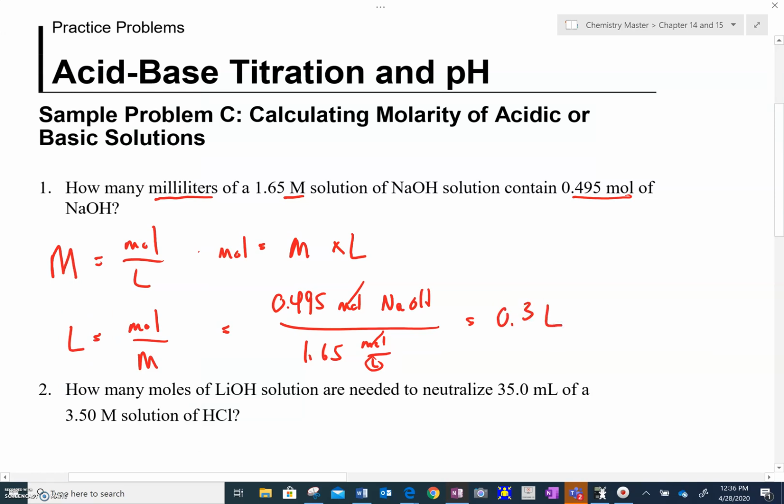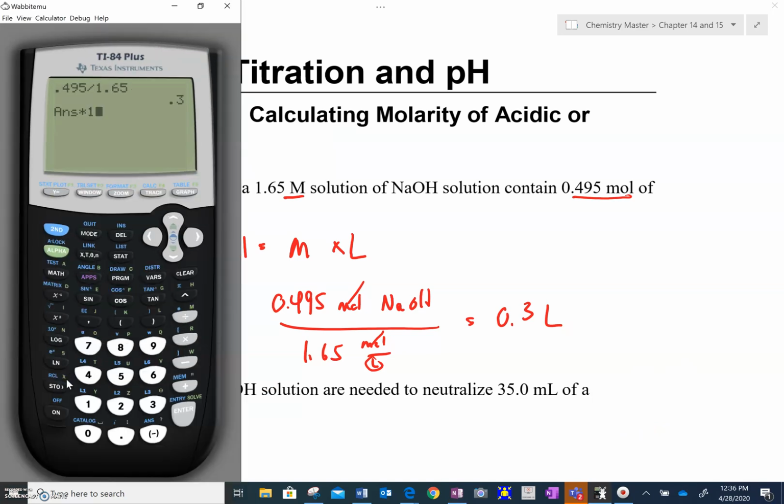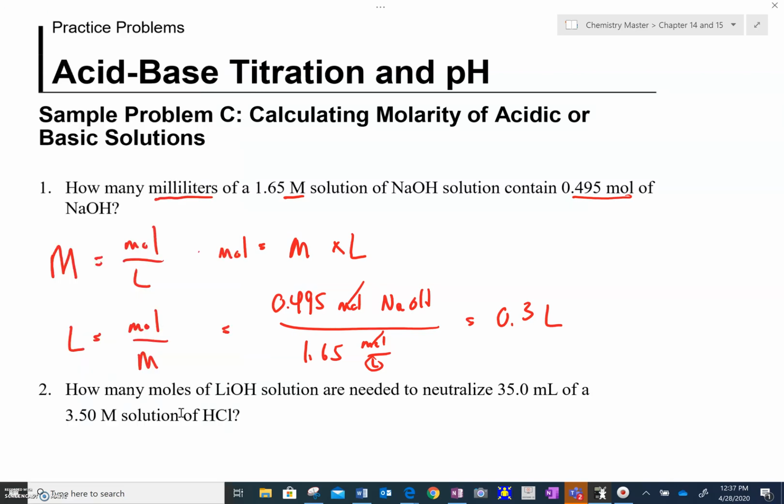But the problem is asking for milliliters. Mr. O, how do you get from liters into milliliters? Ladies and gentlemen, you know how we do that. There are 1,000 milliliters in a liter. So we're simply going to take our answer and multiply it by 1,000. How many milliliters do we have? 300. So don't panic. It's easy peasy.